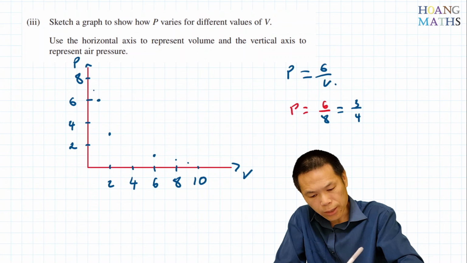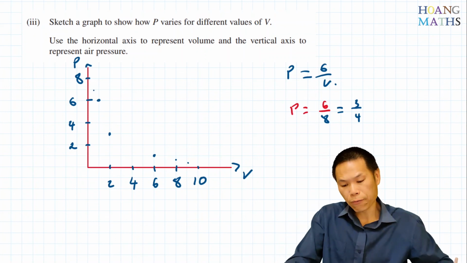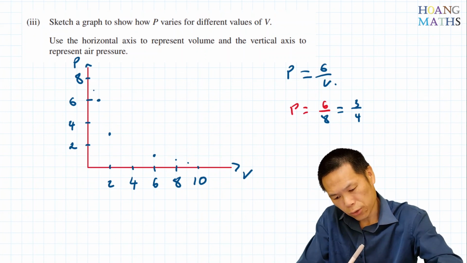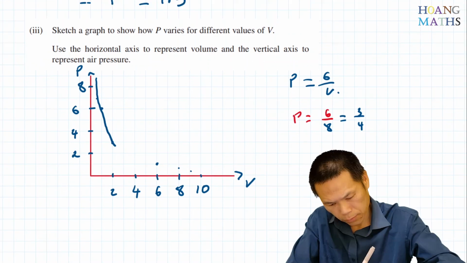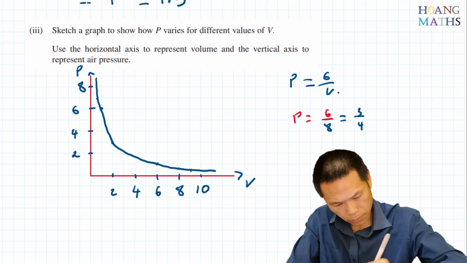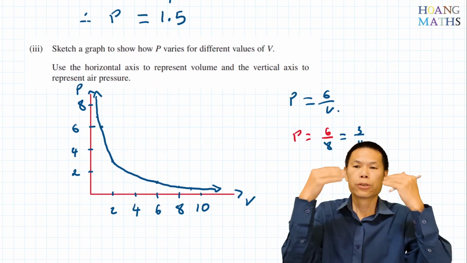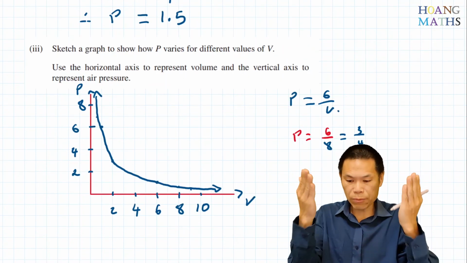Okay? So it is a hyperbola function. So we just join the points together. It's just a rough sketch. Just remember that. And the graph cannot hit both axes. Okay? Just remember. So there you go. This is just a rough sketch.